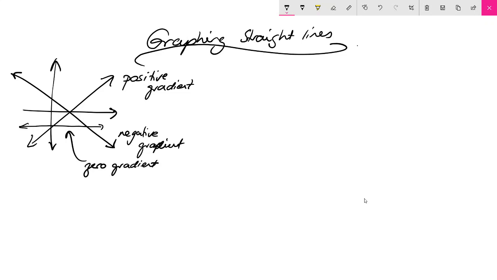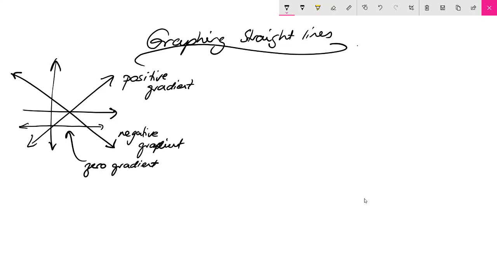A constant gradient is what defines a straight line. So we can have other lines, curves, we can have periodic functions that look like waves, but all of these other graphs have varying gradients. So straight lines have constant gradients. They're the only type of lines with constant gradients. So that's what defines them.